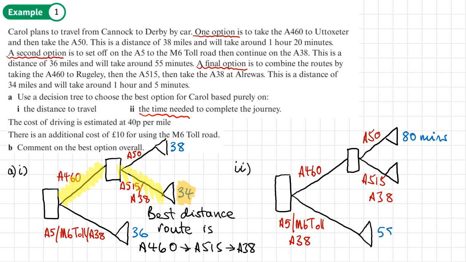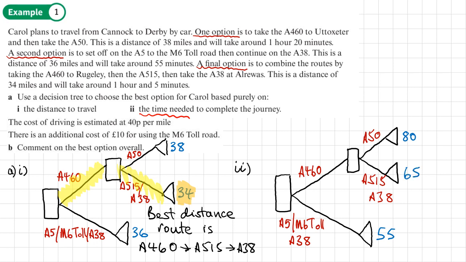Now with these decision trees, we don't need to write the units on. It's enough just to write numbers down because we're comparing like with like. And then this branch here, this is the third option, and that's 1 hour 5 minutes, so that's going to be 65 minutes. So I write 65.